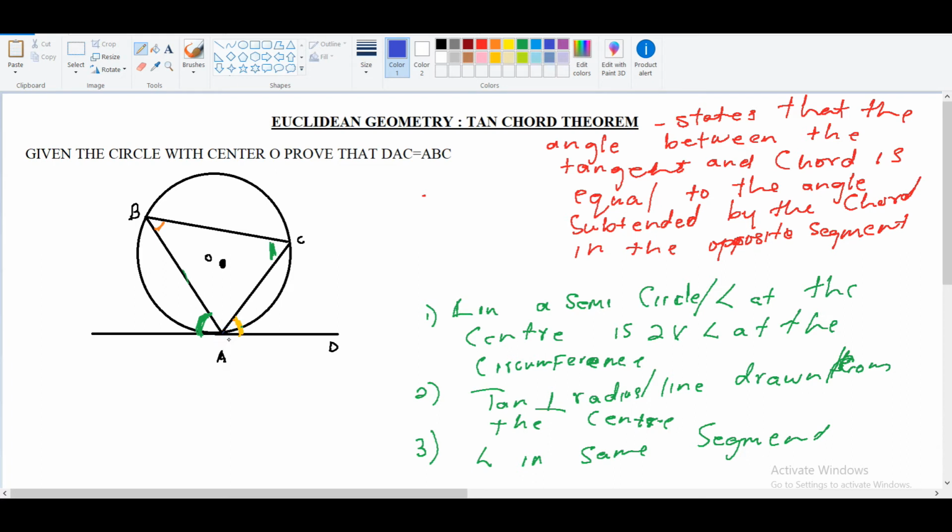For our construction, let's use a bigger color. We construct a line through the center, right? And then extend it to point E and have point E there. So now which angle are you relating? You want this angle, and it's related to which angle? The angle that is in the alternate or opposite segment. So which angle is in the opposite segment? It is angle B. So you construct another line from B to E.